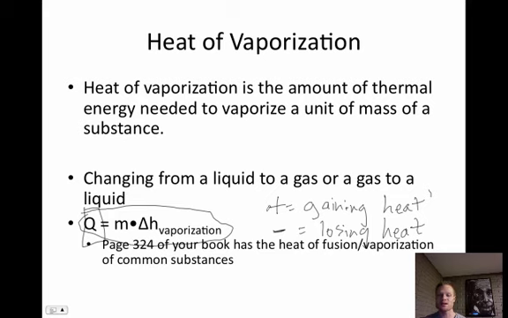But let's say you're going to condense water, so you're going to take the water vapor, a gas that's floating around in the air, and condense it into a liquid. You're going to have a negative Q. It's going to lose heat. And again, on page 324, it has the heat of fusion and vaporization of common substances. Water's in there, I believe steel's in there, copper's in there, and there may be problems that deal with this. So that would be about it for this video.